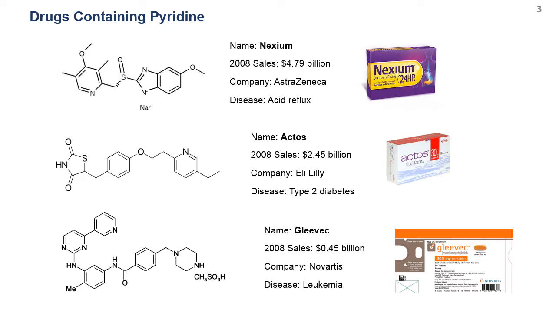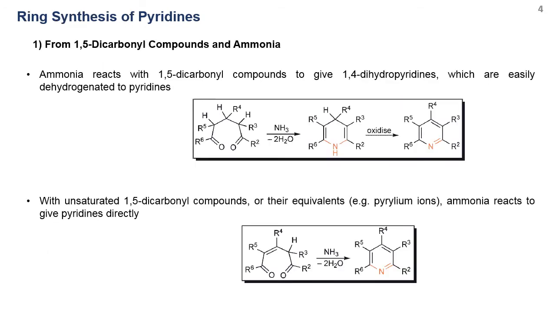There are many drugs that contain pyridine in the market. For example, Nexium has a pyridine as a core structure with 4 substituents. Actos from Eli Lilly is a type 2 diabetes drug, with a pyridine with 2 substituents. And Gleevec from Novartis is a drug for leukemia, having a pyridine and pyrimidine in the molecule. In order to synthesize those pyridine-containing drugs, you need to learn how to construct the pyridine ring.